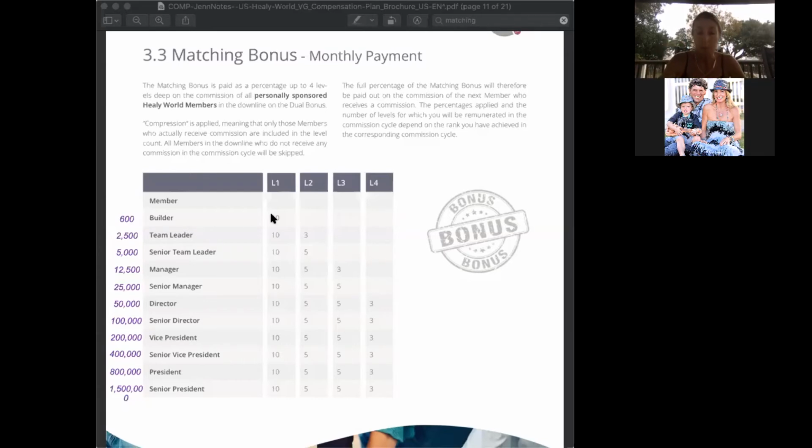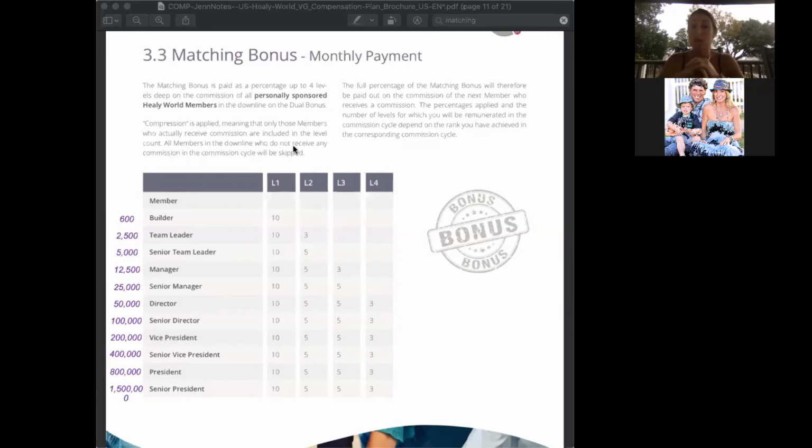So compression is applied, which is the second paragraph there, means only those members who actually receive commission are included in this level count. As it says, all members in the downline who do not receive any commission, and it means dual commission, binary, right, the dual commission, will be skipped. So what that means is this.